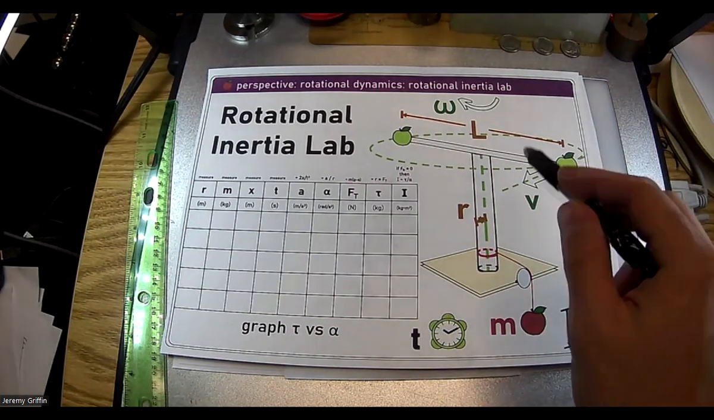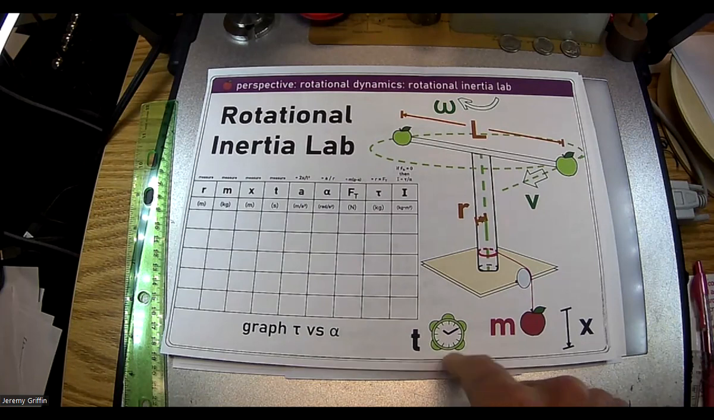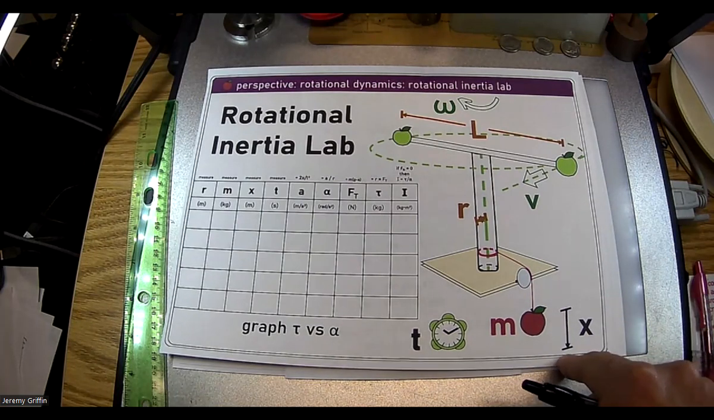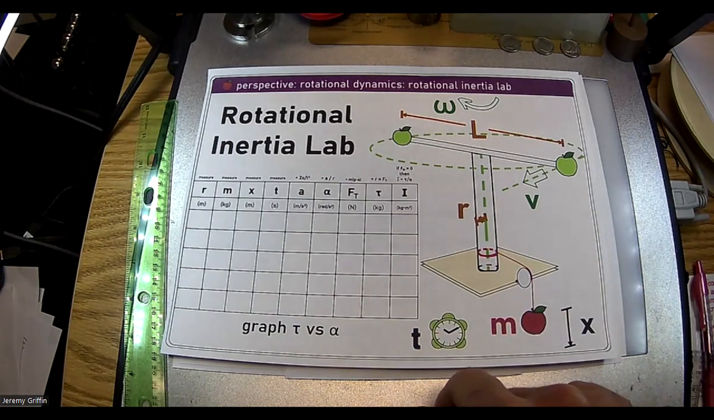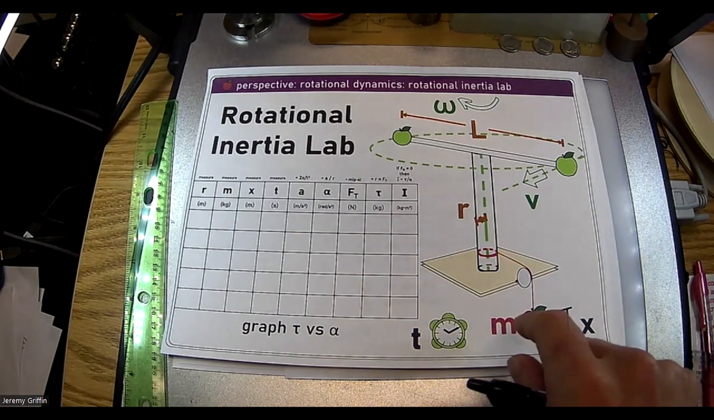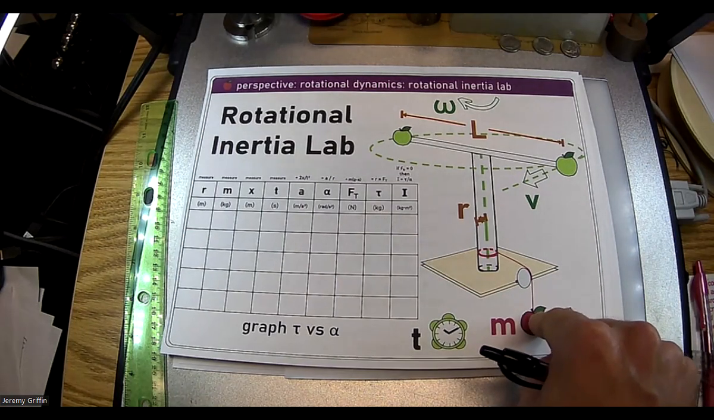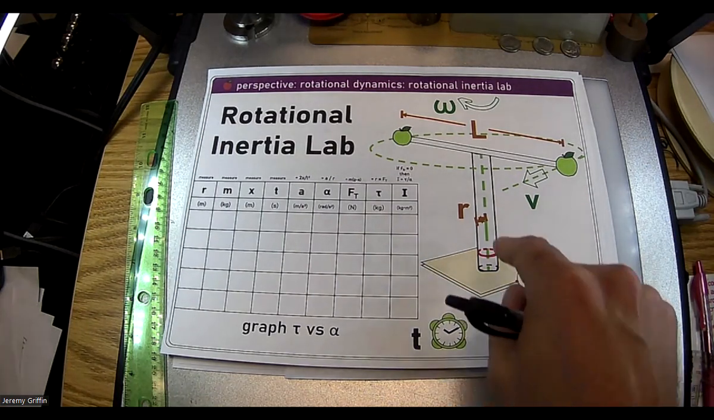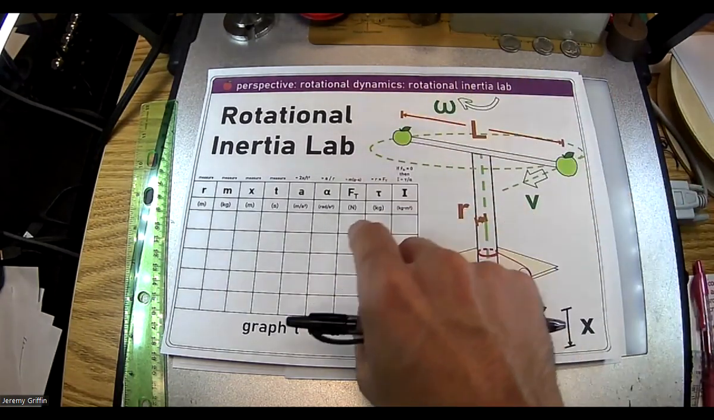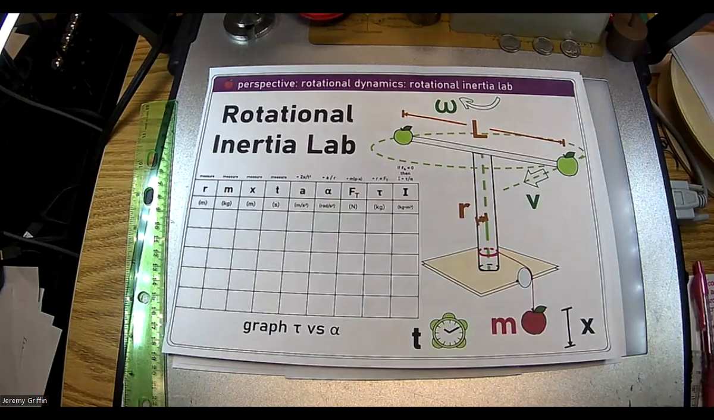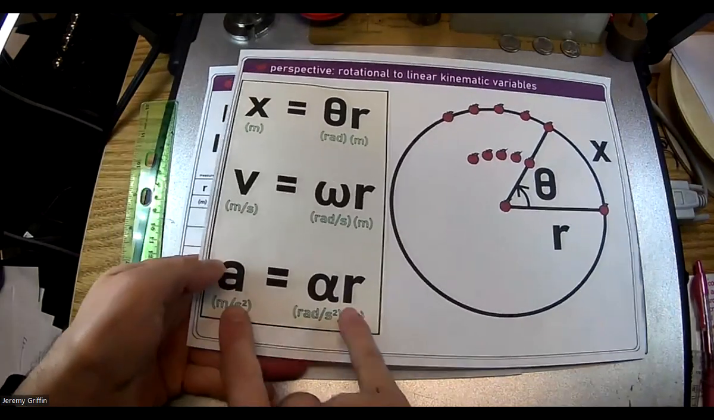R cross F equals I times alpha. Think about it: I've got a stopwatch here, and maybe a meter stick. Maybe I have to measure this radial size. Also, some of these variables are connected to each other, like the linear acceleration of this mass falling down and the angular acceleration of this pipe system. Those are related to each other through this one right here.